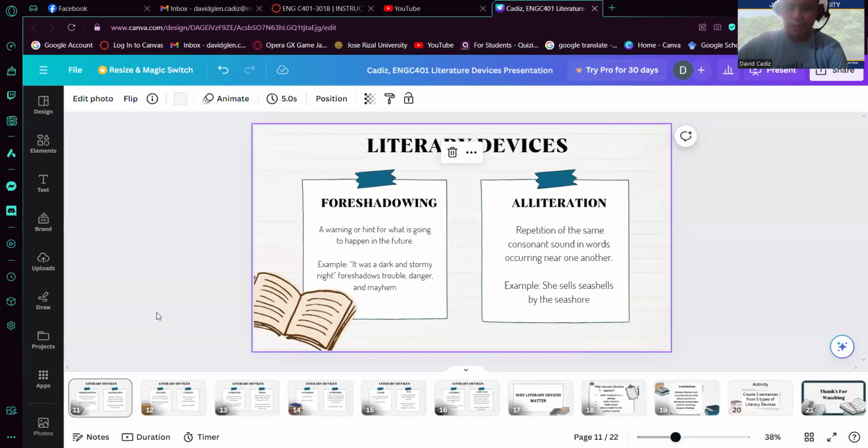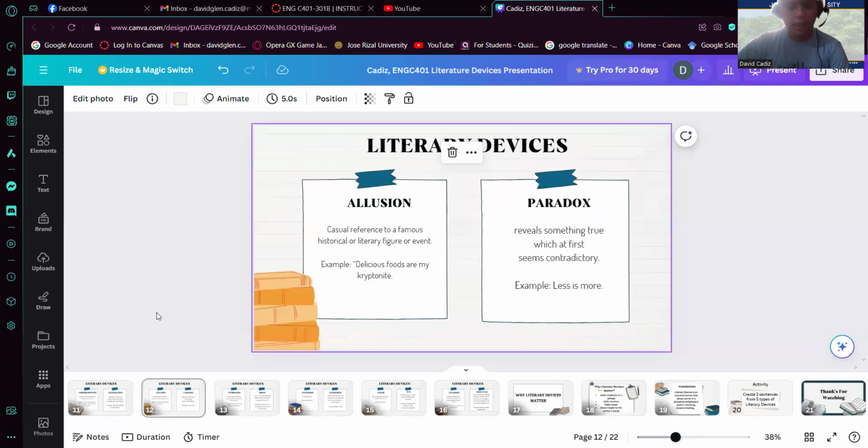Next up, foreshadowing. It's a hint of what may happen in the future. Example, it was a dark and stormy night. This foreshadows trouble, danger, and mayhem. While alliteration is the repetition of consonant sounds at the beginning of words. Think of tongue twisters. An example would be she sells seashells by the seashore.